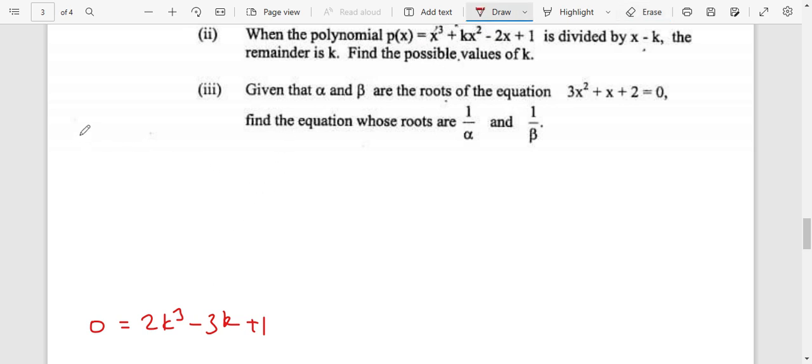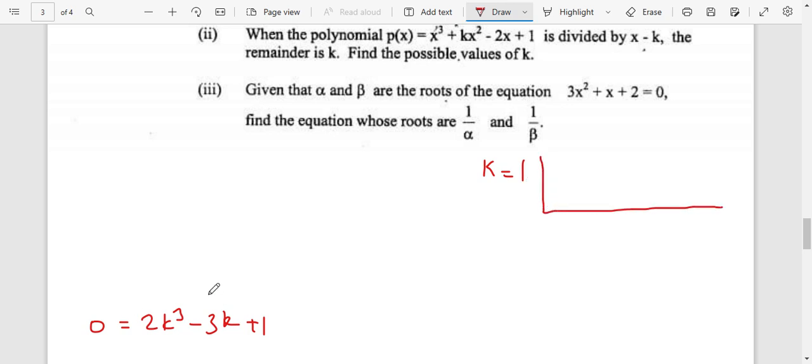So the first thing, let's say if k is equal to 1, will it give us 0? So this is going to be 2 minus 3 plus 1. Is it giving us a 0? Is that going to be equal to a 0? Anyone? So when k is equal to 1, we are finding a 0. Let's find now the other factors.